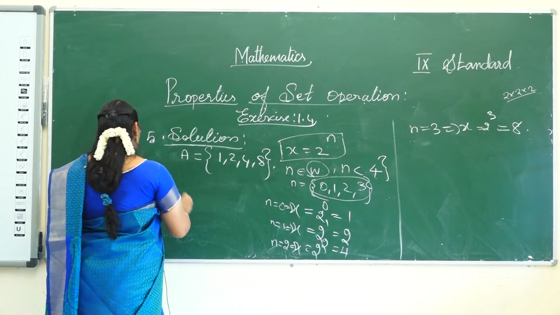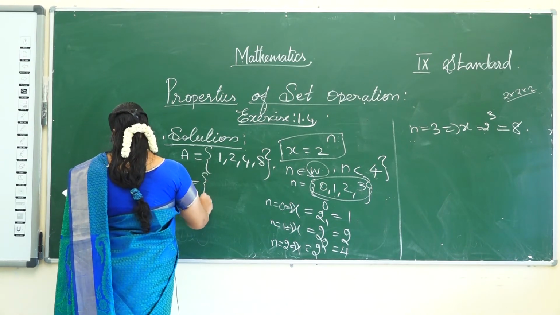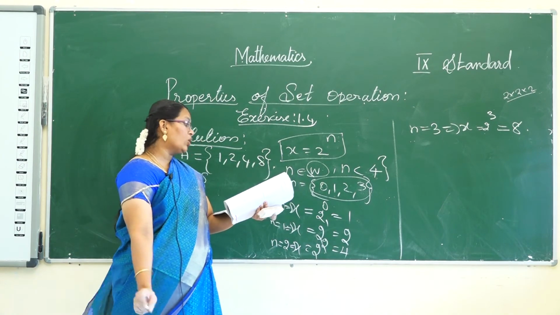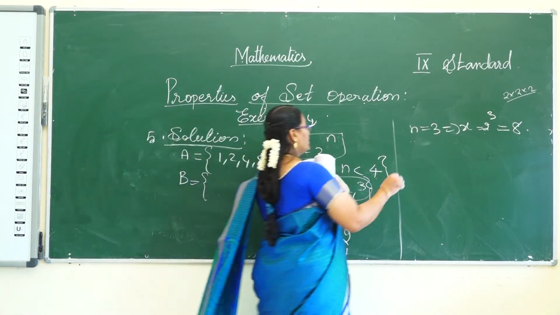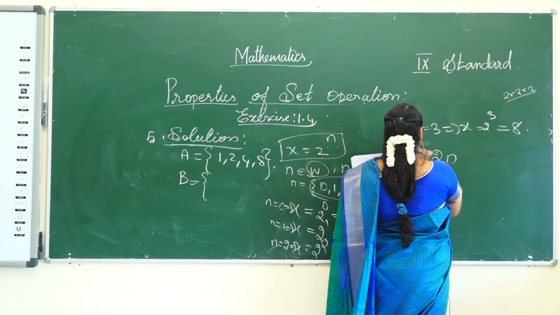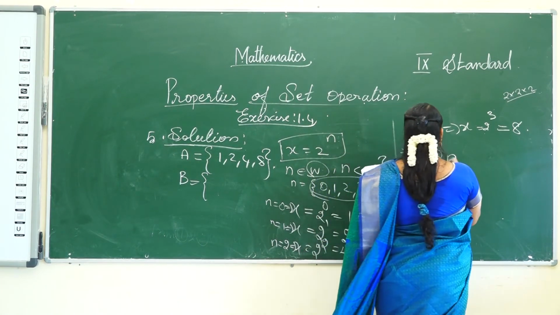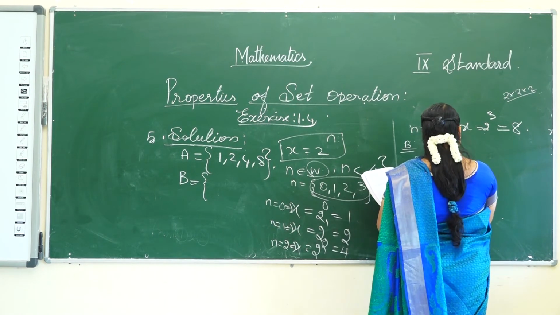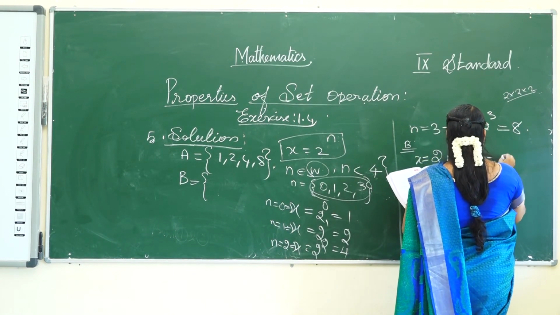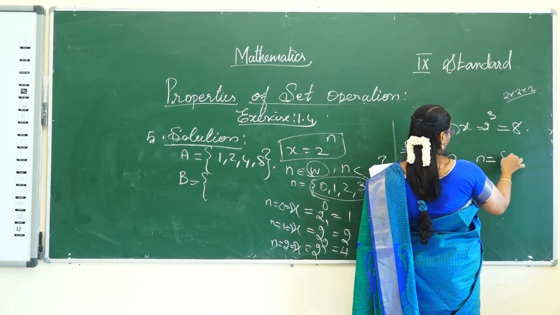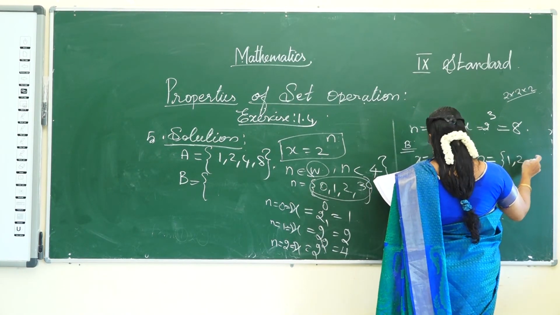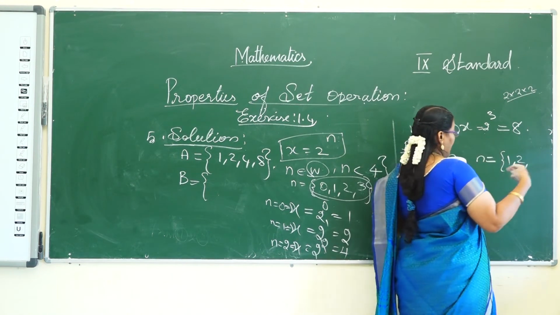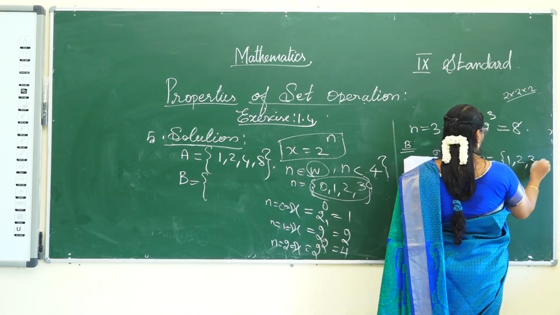Okay, and next B. B is the set of all elements x such that x equal to 2n. The second one is the condition 2n, x equal to 2n, where n is a natural number. Natural numbers start from 1, 2, 3. Here the n value is given as less than or equal to 4, so we include the 4 also. So 1, 2, 3, 4.